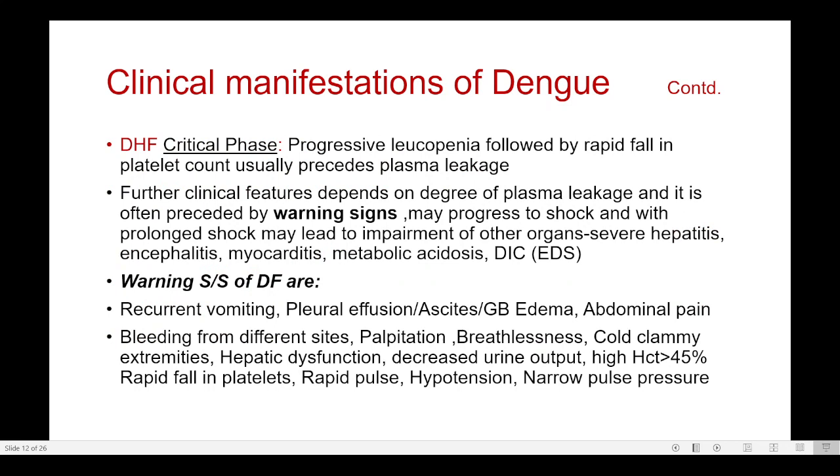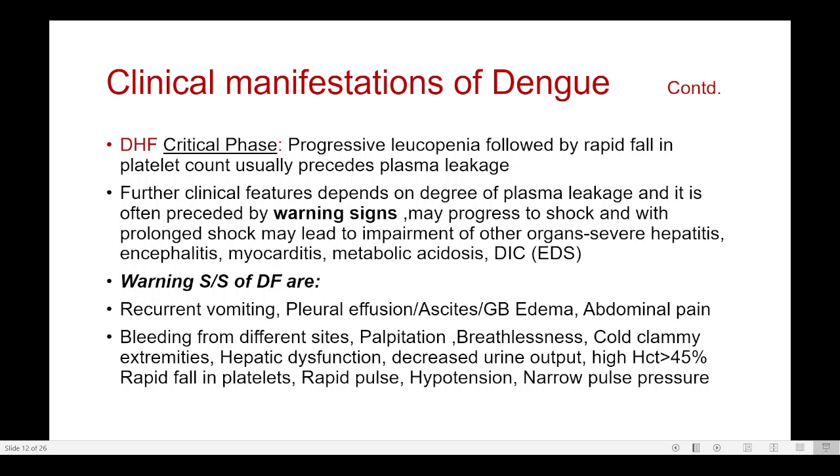This critical phase of dengue hemorrhagic fever is also associated with progressive leukopenia followed by a rapid fall in platelet count, which usually precedes plasma leakage. Further clinical features depend on the degree of plasma leakage, and it is often preceded by warning signs, which are recurrent vomiting, pleural effusion, ascites, edema of the gallbladder, abdominal pain.